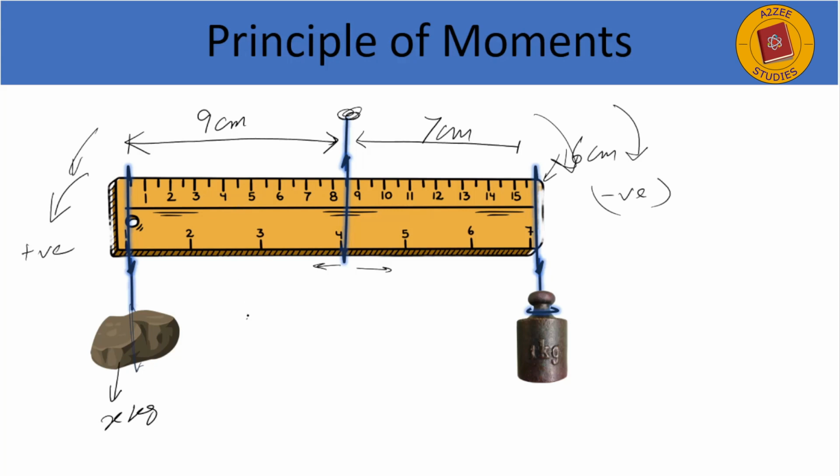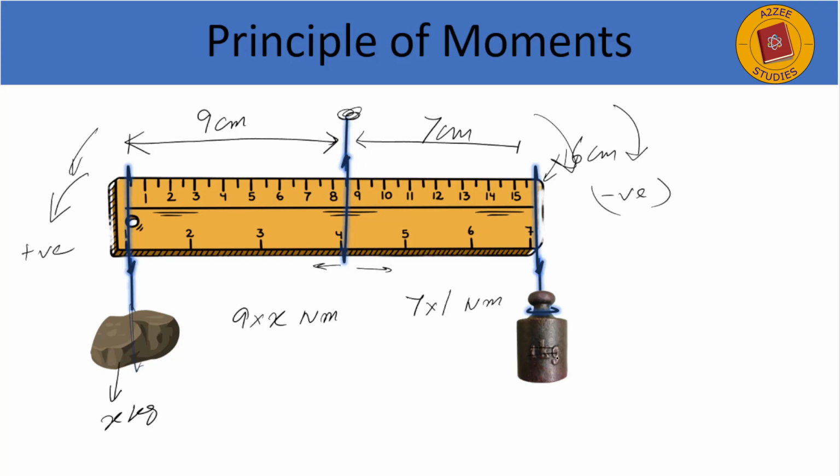It will be 9 into x Newton meter. And what will be the clockwise moment or the negative moment? It will be 7 into 1 Newton meter. Right, sorry, I have just made a mistake.